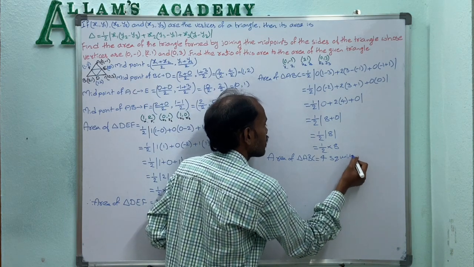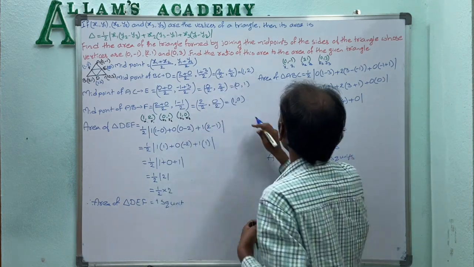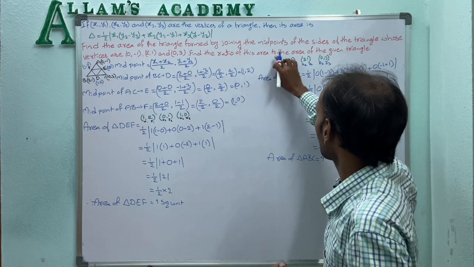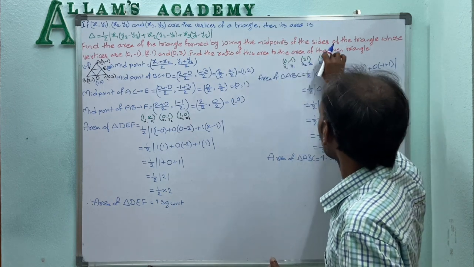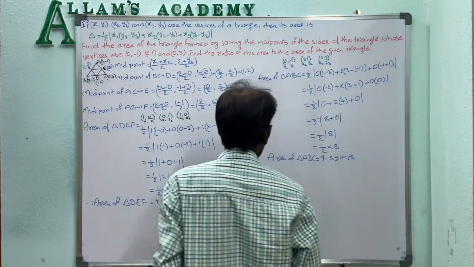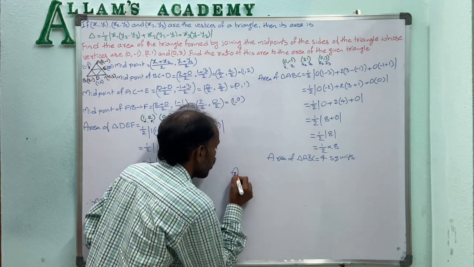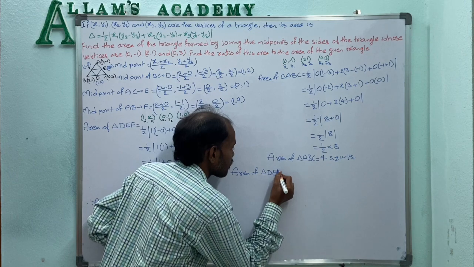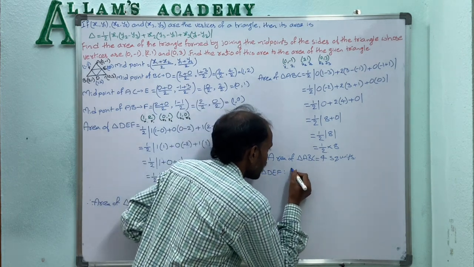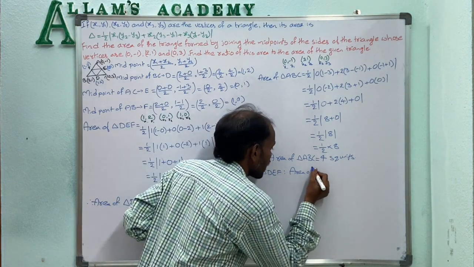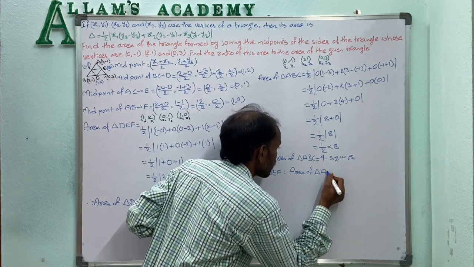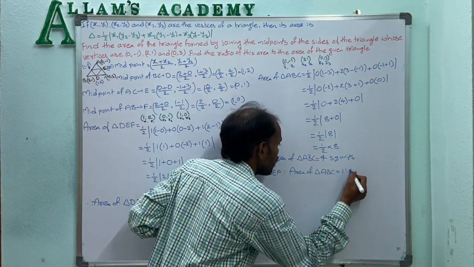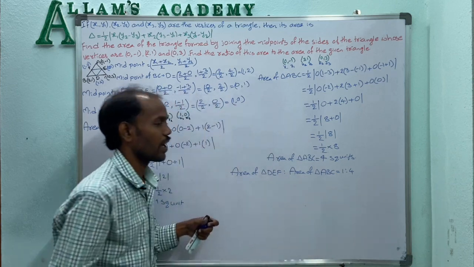Now the question asks for the ratio of this area to the area of the given triangle. So the ratio of the area of triangle DEF to the area of triangle ABC is equal to 1:4.